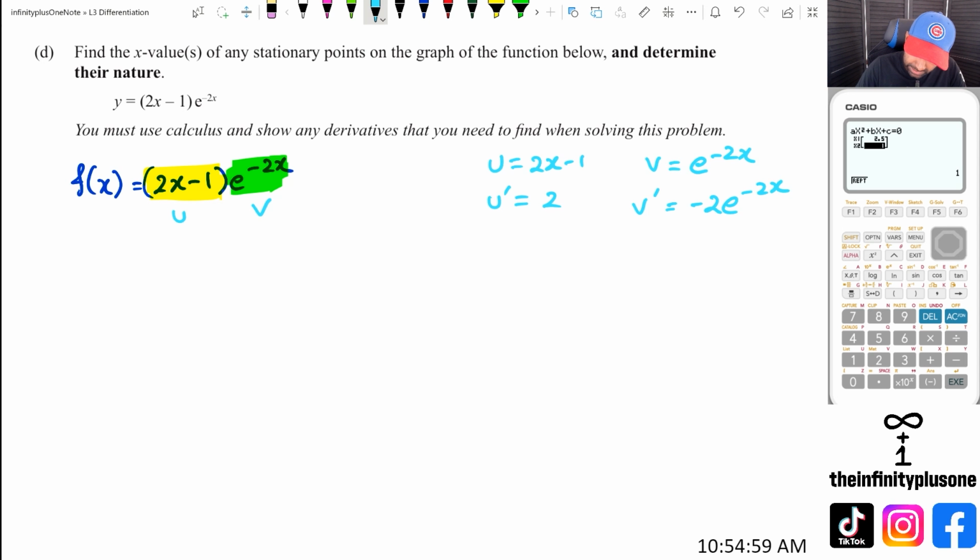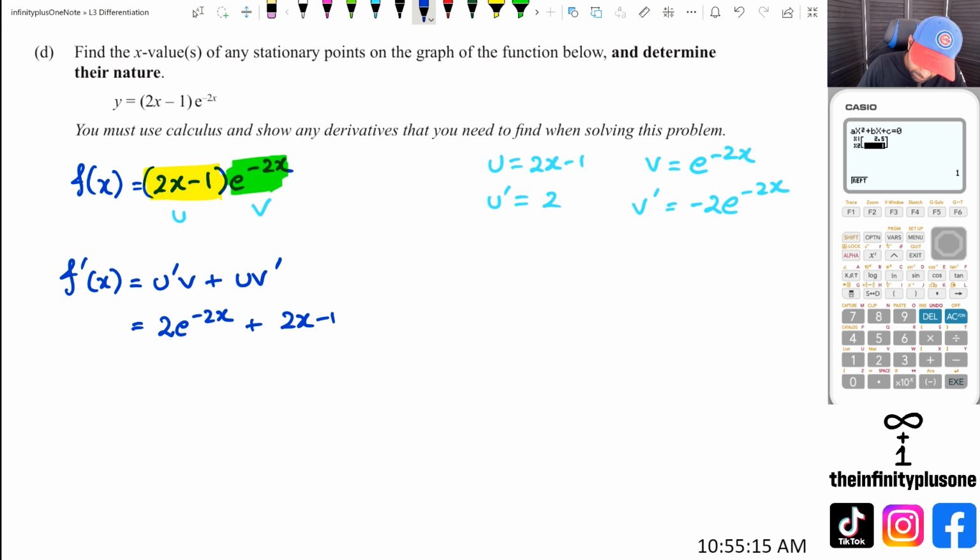Yeah, so that's it there. Now I'm going to do f dash of x. So f dash of x is equal to u dash v plus u v dash. So u dash v is 2e to the negative 2x, plus u, which happens to be 2x minus 1, times v dash, which is negative 2 e to the power of negative 2x. All right, so the next step is just trying to see what else I can do here. So the first thing is I need to figure out what the stationary points are. So I'm going to see if I can simplify this a little bit better.